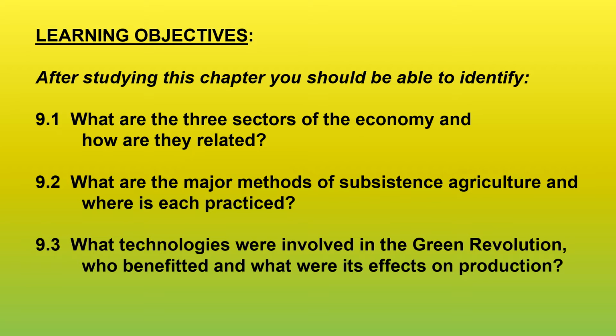In this chapter, we'll look at the sectors of the economy, and most of this chapter looks at the different methods of agriculture, subsistence and commercial agriculture, and also some issues such as the Green Revolution.